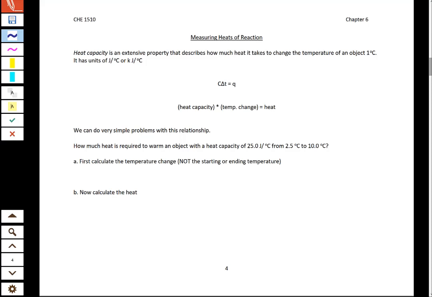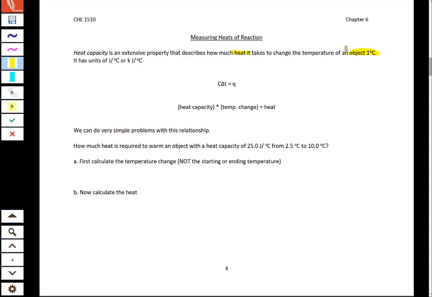We're going to talk about heat capacity today. So in this video, when we talk about heat capacity, let's really quick define what heat capacity is. Heat capacity is the amount of heat that it takes to change the temperature of an object 1 degree Celsius.